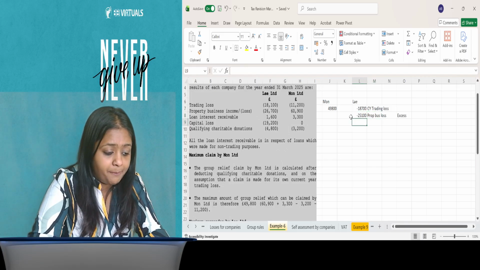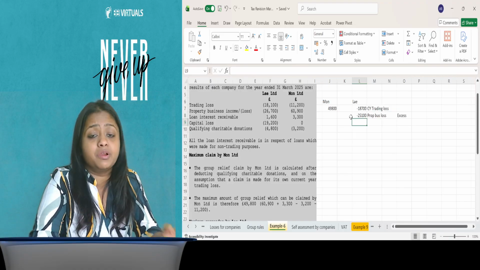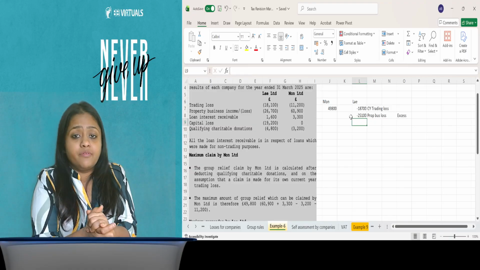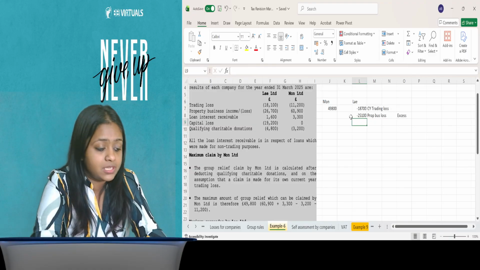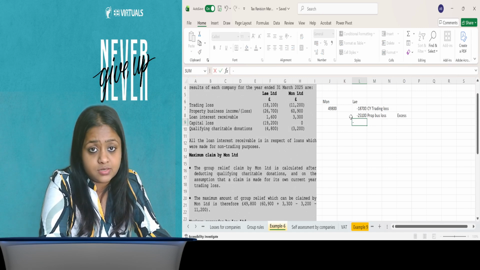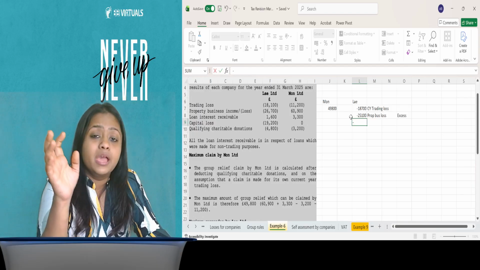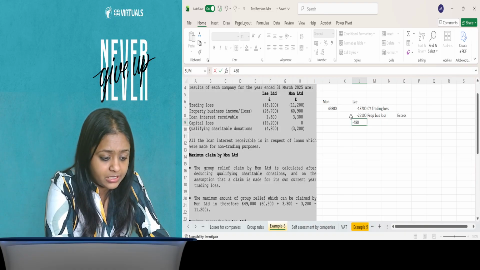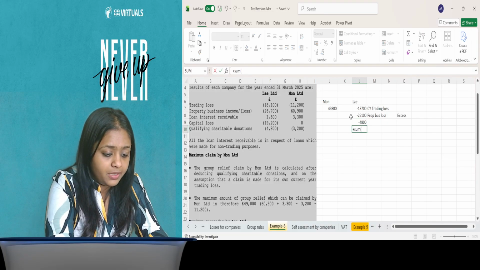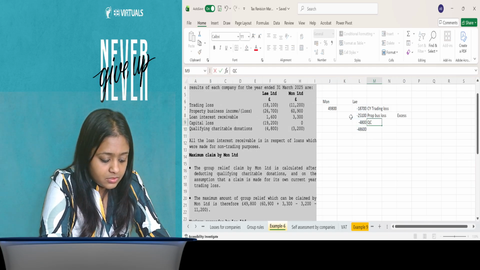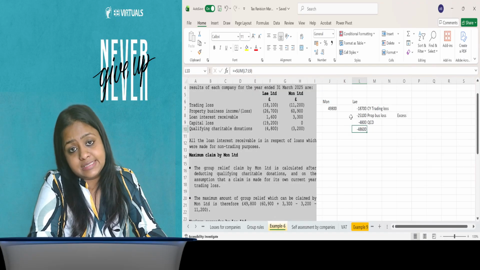Next, we have capital loss that is not surrendered because it is a loss that can only be adjusted in-house. It is not available for surrendering. So that we will not surrender. QCD we will surrender because now the total profits are zero. So QCDs are lapsing. Instead of lapsing, we can surrender into the claimant company 4,800. Now the total we get here is 48,600.